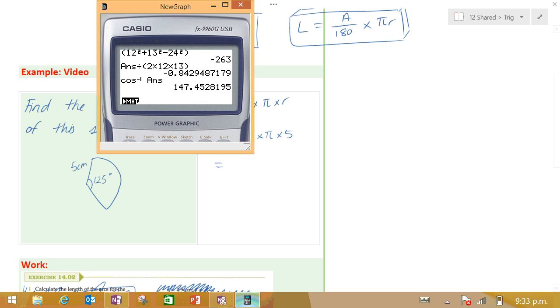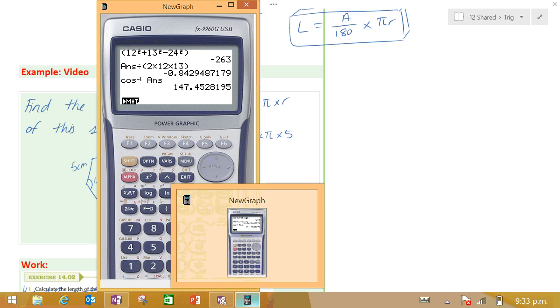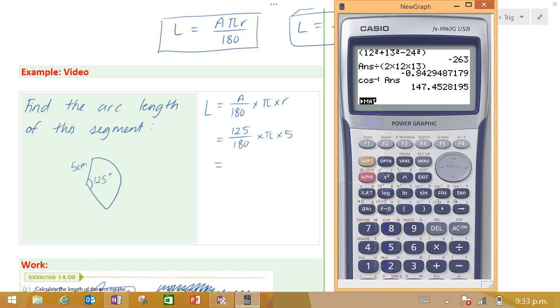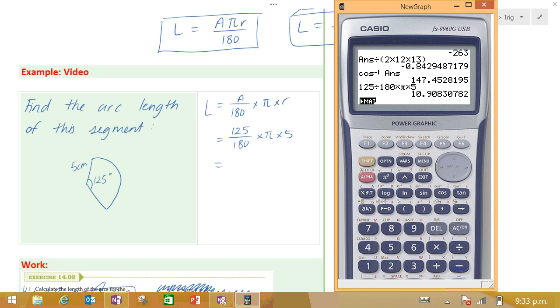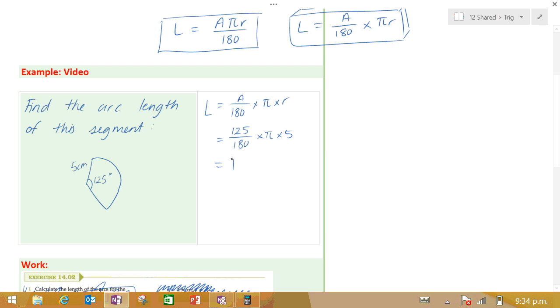This is where we get our calculator out, and we're going to have 125 divided by 180, times pi, times 5. Okay, so 10.91 is our answer. So 10.91 centimeters is our arc length for that question.